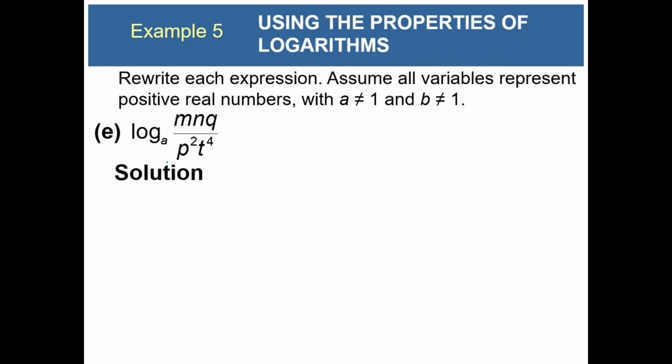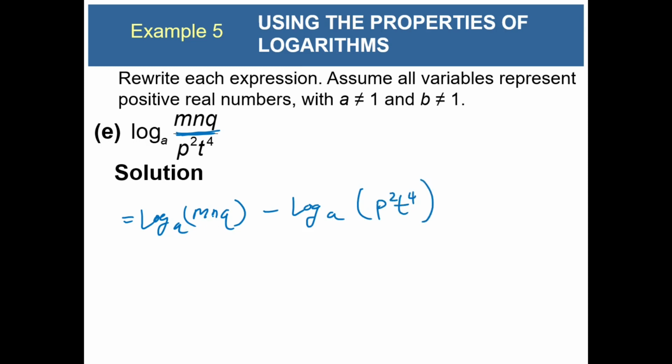Part E, let's rewrite log base a of mnq over p squared t to the 4th. I'm going to start with the quotient rule first, so let's break up this fraction. So this is equivalent to log base a of mnq minus log base a of p squared t to the 4th. Then we could use the product rule for the three terms here, m, n, and q. So this is log base a of m plus log base a of n plus log base a of q. So that's from the product rule here on the left.